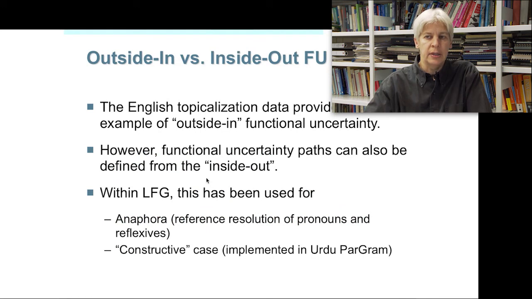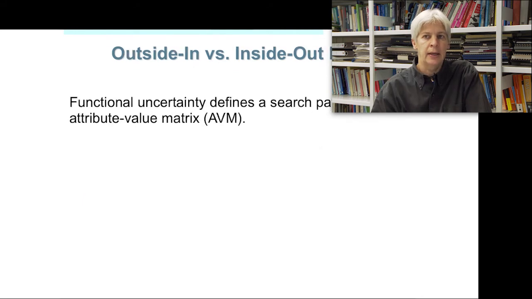But functional uncertainty paths can, in principle, also be defined from the inside out. And within LFG, this has been used for anaphora, for the reference resolution of pronouns and reflexives, and for constructive case. And the latter has actually been implemented in the Urdu ParGram grammar. The former has not been implemented. It's theoretically very well described, but it hasn't actually been implemented. And I'll show you an example of this now.